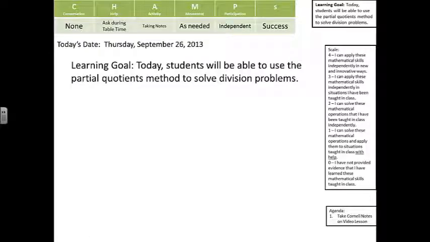Alright, good evening, and we're ready to start our next lesson. Today's learning goal is that students will be able to use the partial quotients method to solve division problems.